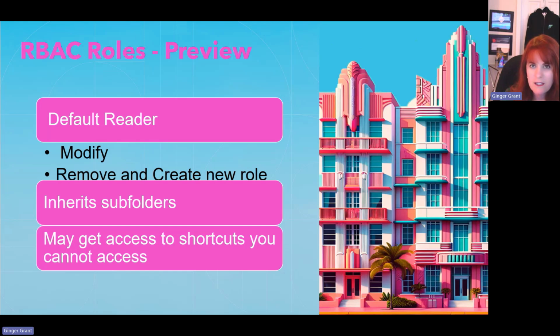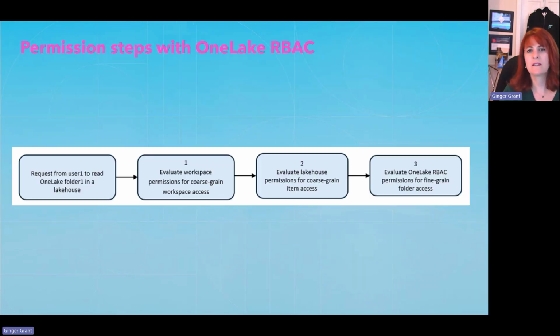So you may see a shortcut that you can't do anything with. Just keep that in mind, that is a way that it works. How this works is basically you request to read the folder, and then it's going to take a look at the permissions for coarse grain access, and then it's going to evaluate for fine grain access.